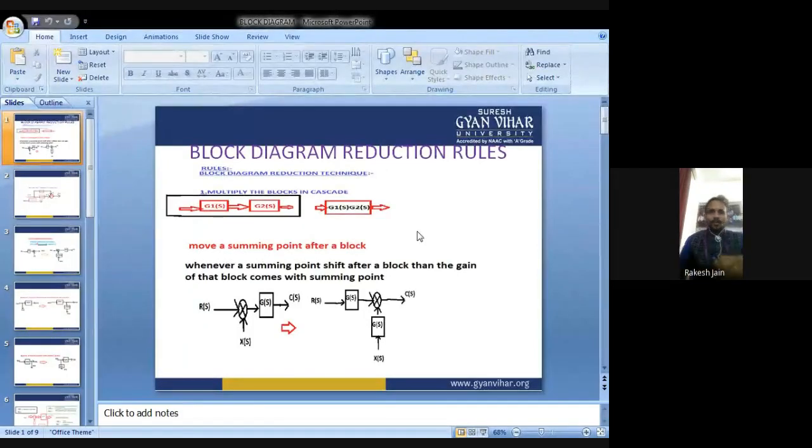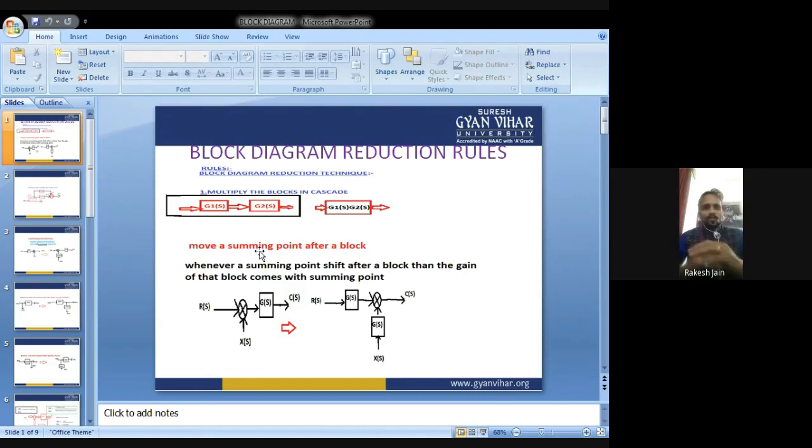So block diagram reduction rules. The first rule is what? Multiply the blocks in cascade. For example, G1(s) and G2(s) are two forward gains of two blocks. If they are in cascade, then as in the figure, the gains of both the blocks will be multiplied with each other and the new gain will be G1(s)G2(s). Means if the blocks are in cascade, just multiply their gains.